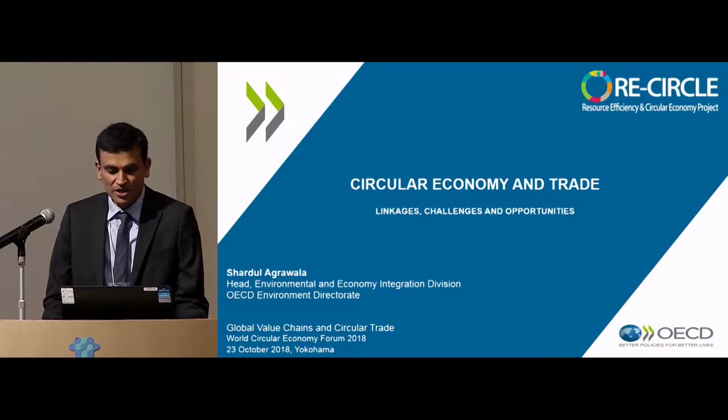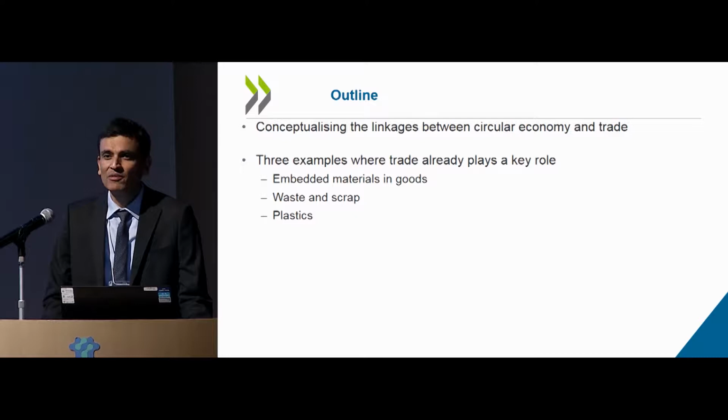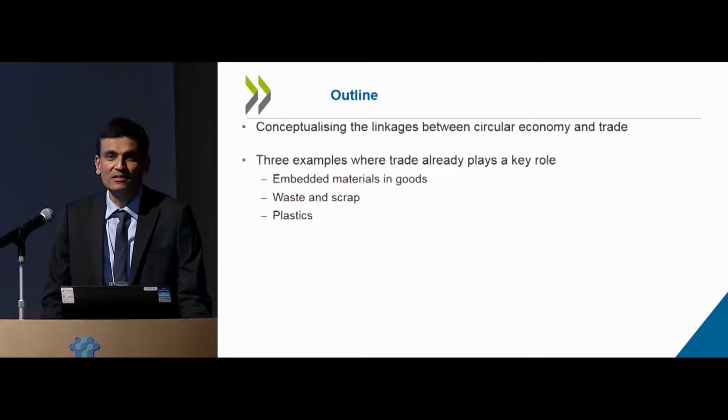So just coming to the outline of my talk, first I'll be trying to conceptualize some of the linkages between circular economy and trade. Then I'm going to give three concrete examples where trade already intersects with resource efficiency and circular economy. The first case I'll be discussing is embedded materials in goods. The second case is trade in waste and scrap. And the third case is quite topical given the events over the last year or so. I'll be briefly talking about plastics.